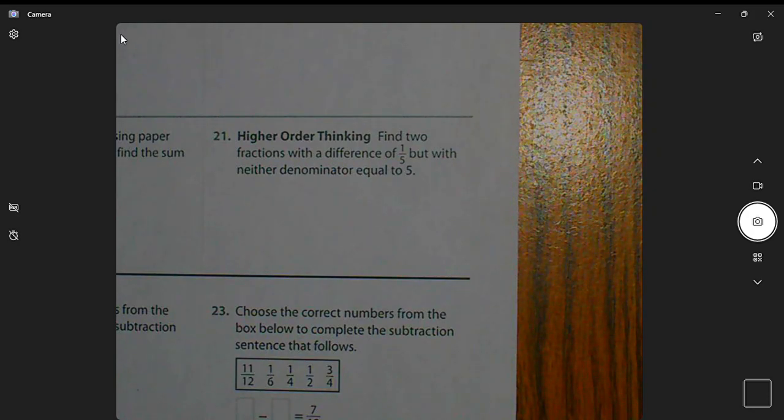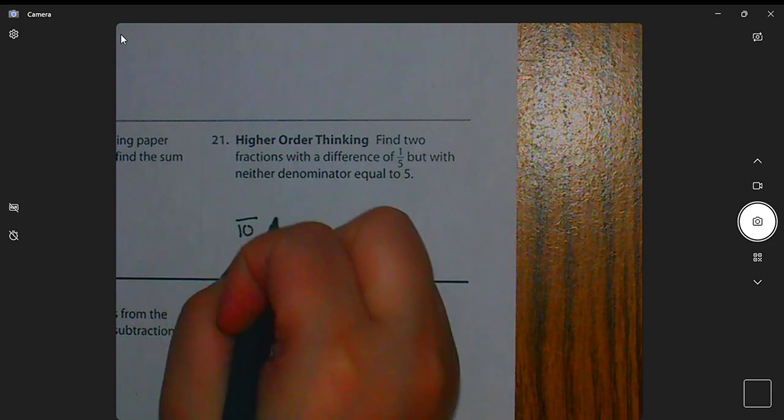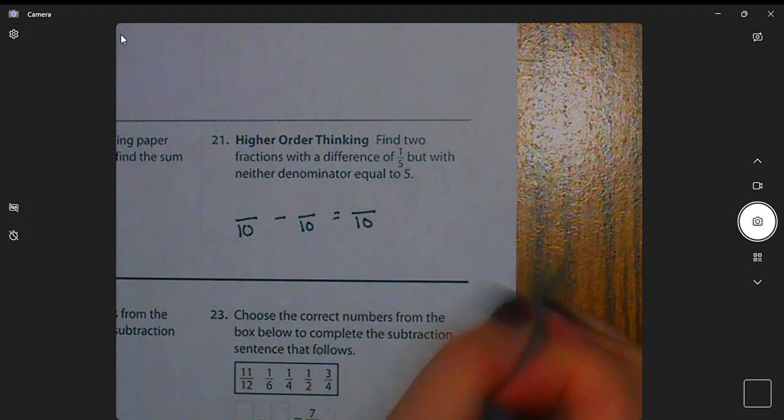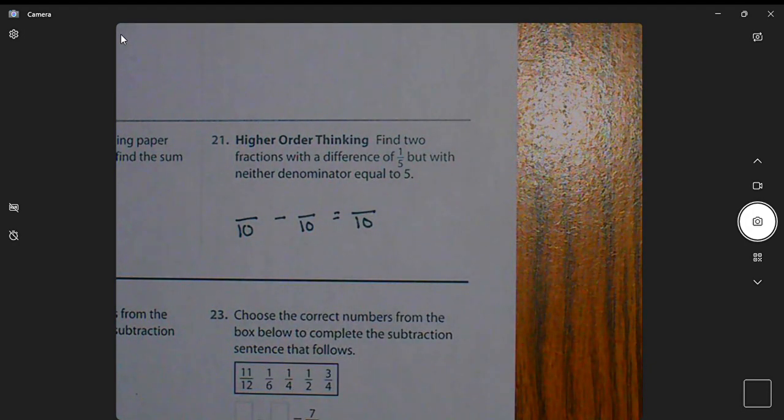I know I have a secret I can use. I can find a denominator that 5 shares with another number, right? My denominator can't be 5, but it has to come back down to 5. So let's think. Can't be 5, so 5, 10. Can I use tenths? Yeah, I can. So I'm going to say something tenths minus something tenths equals something tenths. Because right now I'm still dealing with the same denominator.